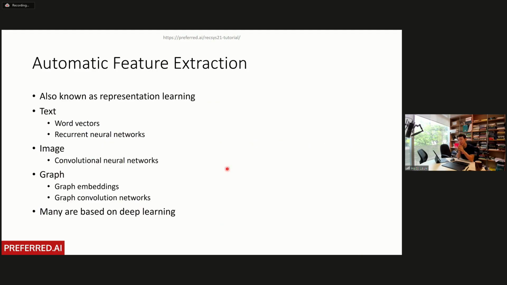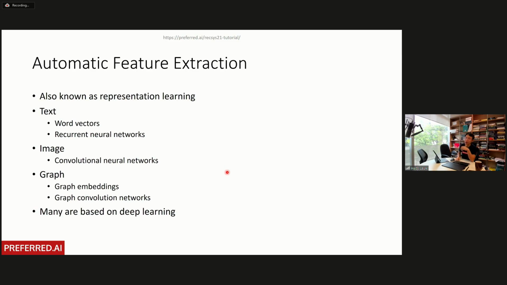Now, these are some basic ideas of how to represent text, images, and graph. Chances are, in today's age, we are probably going to rely a lot on feature extraction driven by deep learning models. For text, word vectors, recurrent neural networks, nowadays transformers. For images, we might be dealing with different versions of convolutional neural networks. For graph, of course, there are also graph embeddings, graph neural networks, graph convolutions, and so on. So all these things are essentially just a way to extract features from text, images, or graph.